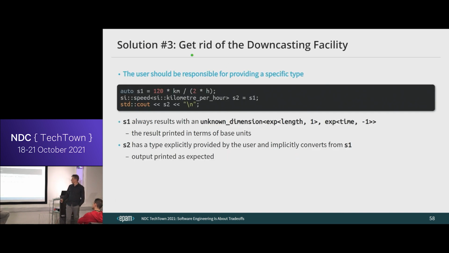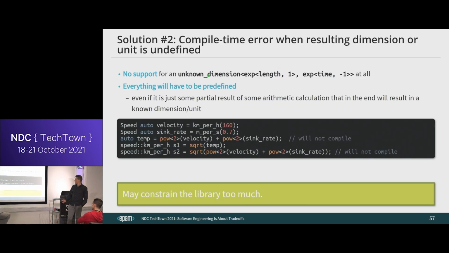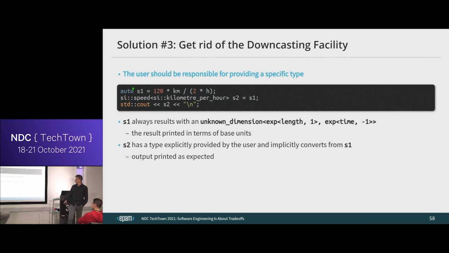And solution number 3, get rid of this facility. This is also a valid choice. The user should be responsible for providing a specific type. So we may decide that this operation returns us this one, unknown dimension, exponent length, exponent time, and this is the result. And then you can implicitly convert this to something provided by the user explicitly. And then it will print correctly. It will be provided by the compiler error correctly, because this is a strong type provided by the user explicitly cast here. And in order for the user to do so, the user has to provide this header.